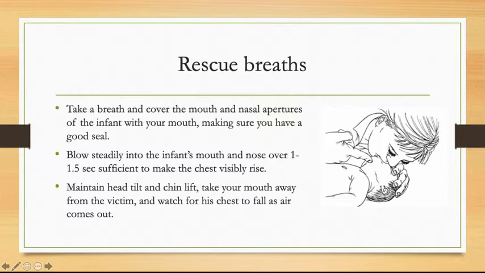If you see the picture on the right here, you need to use your mouth to cover both the baby's nose and mouth, making sure you have a good seal. Once you're sure you have a good seal, you blow steadily into both nose and mouth for around 1 to 1.5 seconds. And while you're doing that, you need to make sure there's head tilt and chin lift, and that you can see the chest rise.